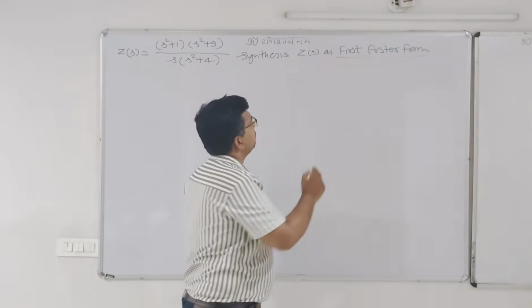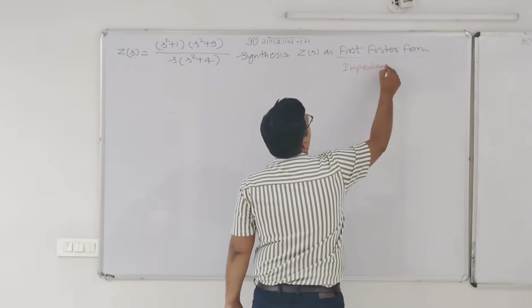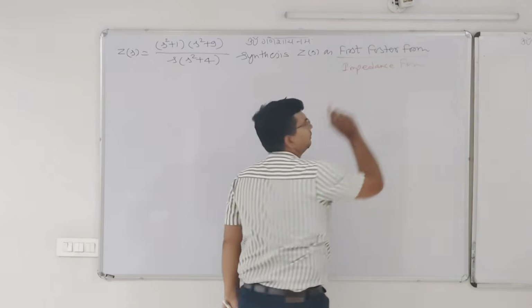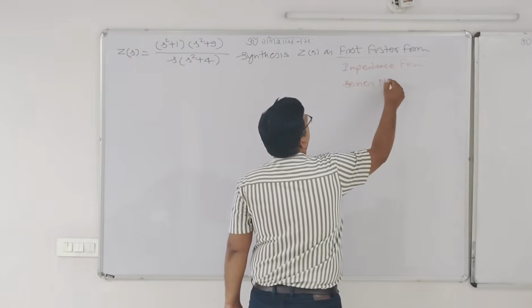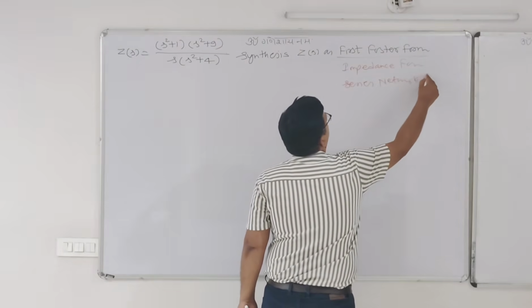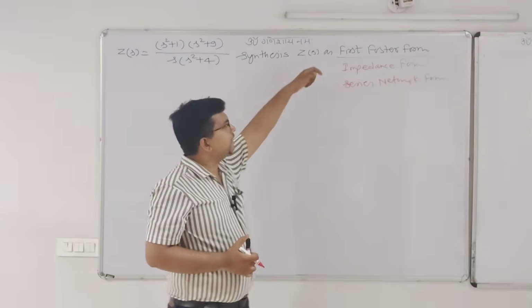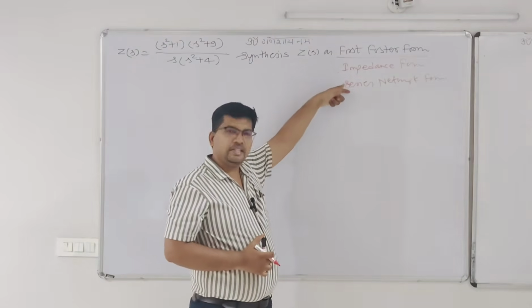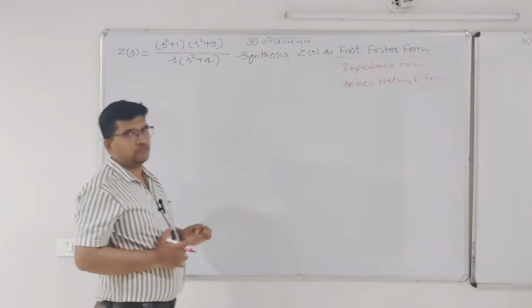Okay, so after discussing the properties, how will we solve this by the first Foster form? The first Foster form is also called the impedance form. That is a very important thing. Or the series network form, because sometimes in the question we are also asked to determine the impedance form or the series network form. In both cases we have to design the first Foster form.